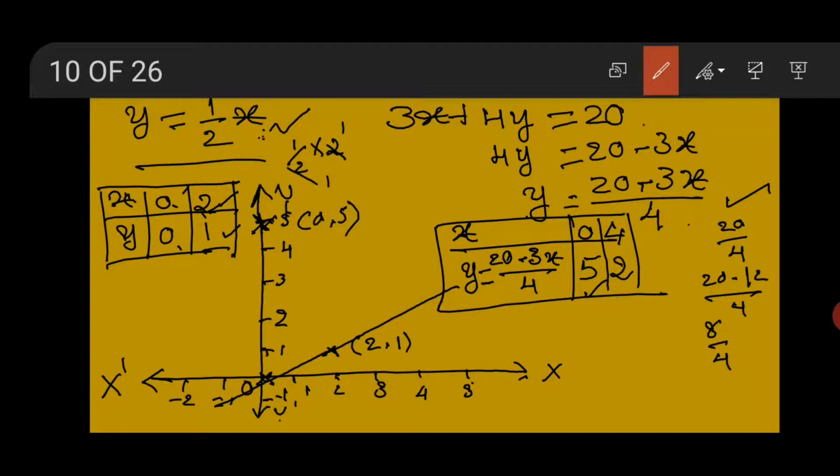The next point is (4, 2), which means what? If x is equal to 4, the value of y is 2. Now join the two points using a scale. You will get this type of straight line, and the two straight lines intersect at a point. This is the value of x as well as y. So what is the value of x? x is here 4 and y is 2, right? This is enough. So we will get two intersecting lines.